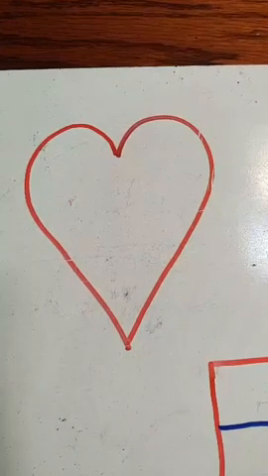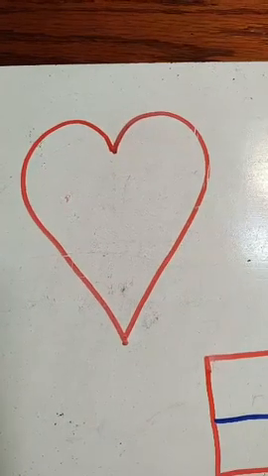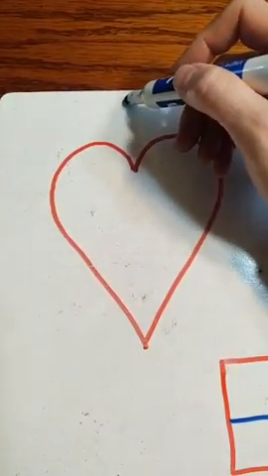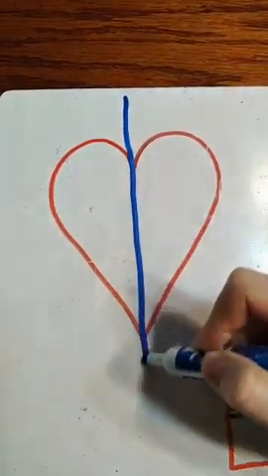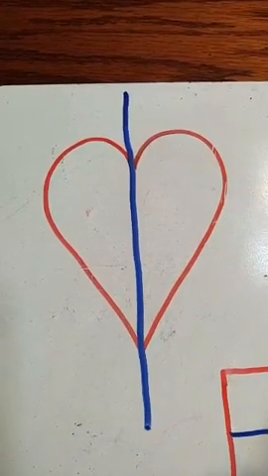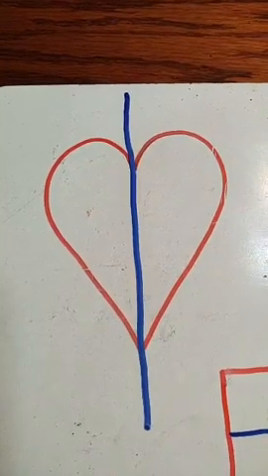Okay, let's go back to our heart. Where am I going to draw my line of symmetry on a heart? You got it. There's only one. And we draw it straight down the middle through those points. And now if we fold it over, we've got equal sides.